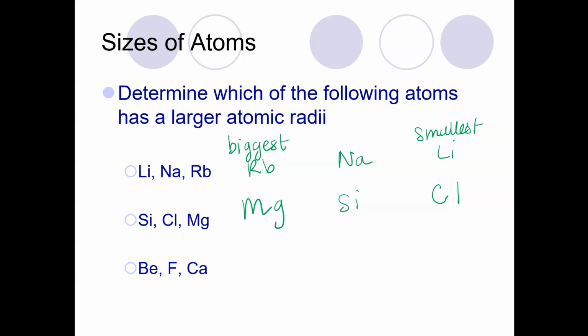They're kind of in different places. Well, so we're going to have to look at both the left to right and the up to down. So we're looking for the element that's the most to the left and furthest down to be the largest. So following that, calcium is the largest.